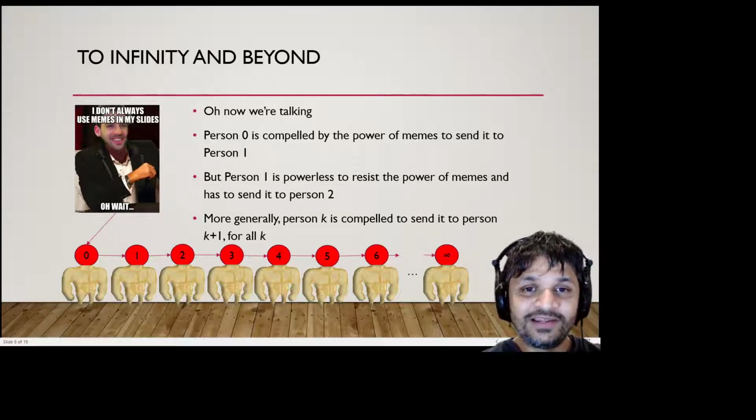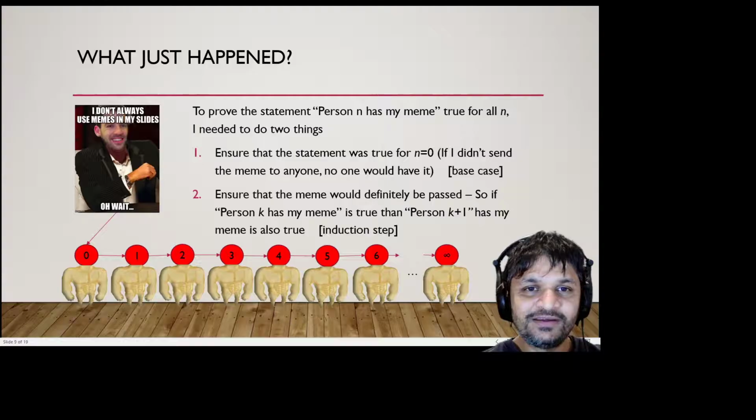More generally, I could say that person k is compelled to send it to person k plus 1 for all k. So if I wanted to get to the point where the statement "person n has my meme" is true for all n, I needed to do two things. The first thing was I had to send the meme to somebody. So I had to ensure that my statement was true for n equals 0. So I had to send my meme to person 0. That in induction is called the base case. That would have gotten me sort of halfway there.